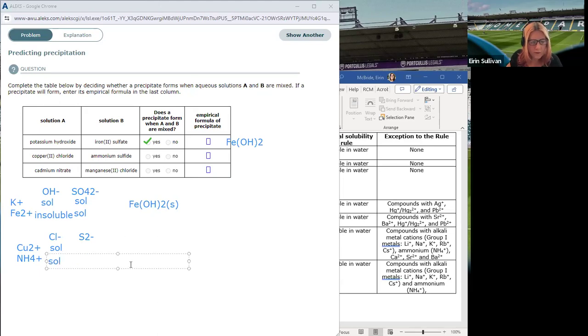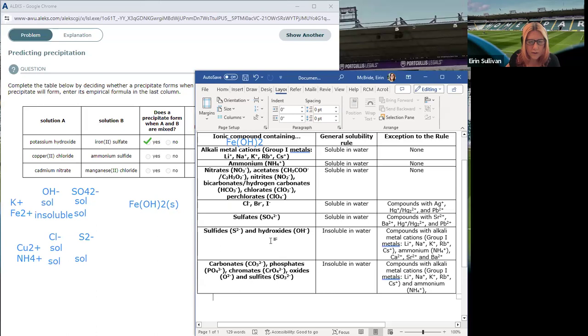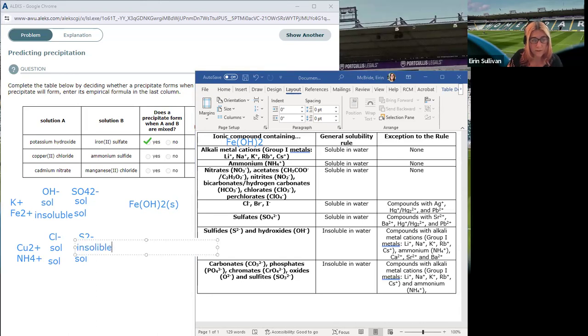What about sulfides? Let's take a look. Sulfides are usually insoluble. Exceptions: group 1 metals, ammonium, calcium, strontium, barium. I guess that's why ammonium sulfide right here was in the solution. It was soluble. But now we're looking at copper 2 sulfide. That is not one of those exceptions, so it must be insoluble, which means it's going to form a precipitate.